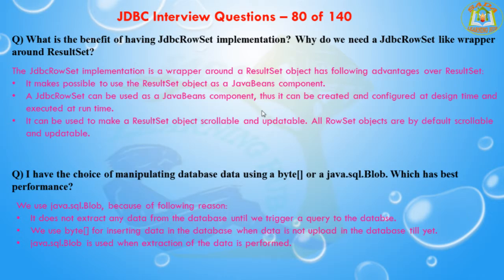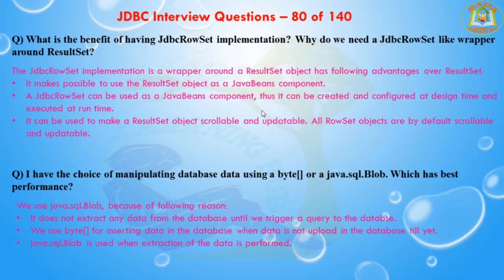what is the benefit of having the JDBC RowSet implementations and why do we need a JDBC RowSet like a wrapper around the result set? A JDBC RowSet implementation is a wrapper around the result set object and has the following advantages over the result set. It makes it possible to use the result set object as a Java Bean component. A JDBC RowSet can be used as a Java Bean component, thus it can be created and configured at design time and executed at runtime.